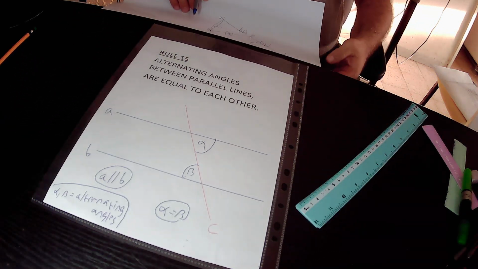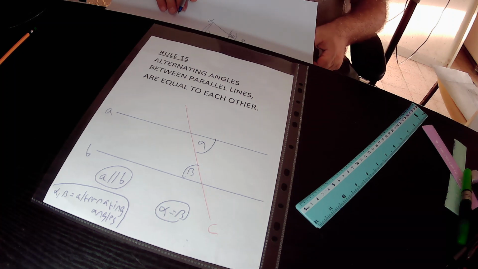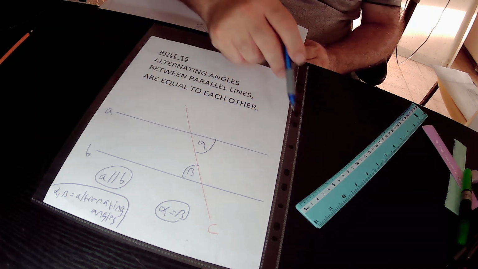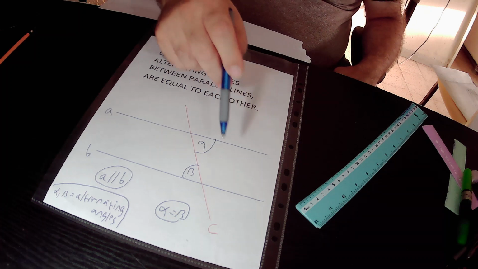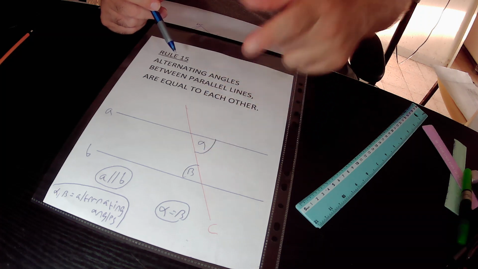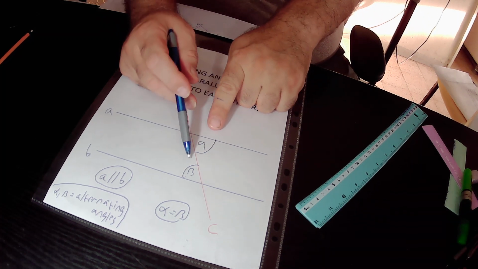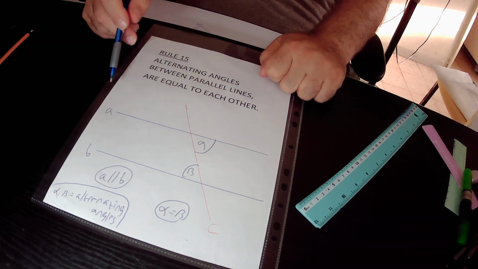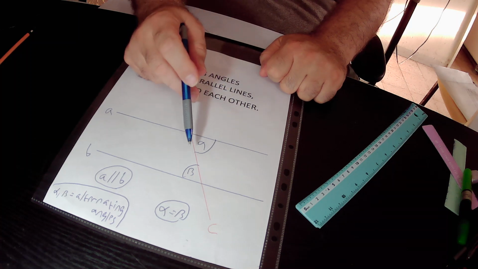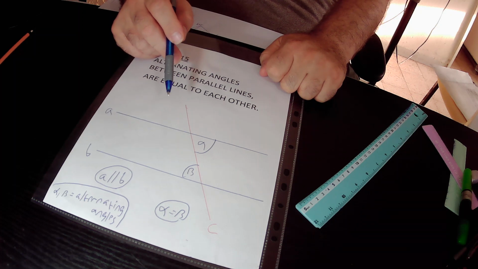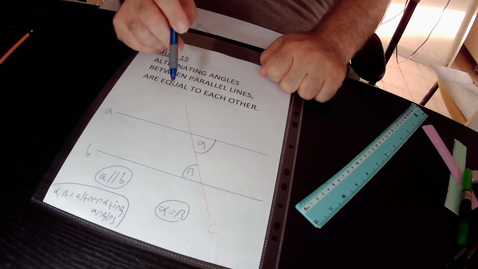According to rule 15, alternating angles between parallel lines are equal to each other. In the drawing, we have line A that is parallel to line B. Line C, the red line, intersects those two parallel lines A and B at those two points. In addition, we have those two angles, alpha and beta, that are defined as alternating angles. Because those two alternating angles, alpha and beta, are located between the parallel lines A and B, they must be equal to each other. That is to say, alpha equals beta. So whenever you have alternating angles located between parallel lines, they must be equal to each other.